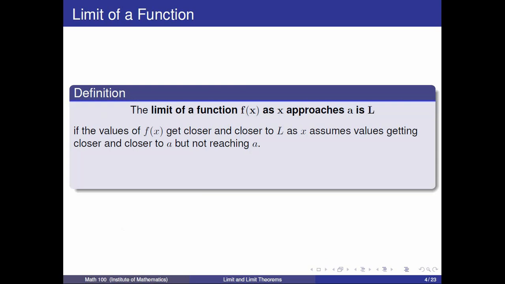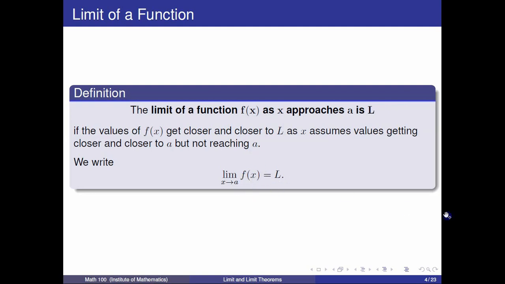We define the limit of a function f of x as x approaches a is L, if the values of f of x get closer and closer to L as x assumes values getting closer and closer to a but not reaching a. And we denote this as follows: the limit of f of x as x approaches a is L. Ano nga ulit ibig sabihin nito? Ibig sabihin nito, habang si x daw palapit ng palapit kay a, pero hindi nagiging equal kay a, malapit na malapit lang kay a, si f of x palapit ng palapit kay L.